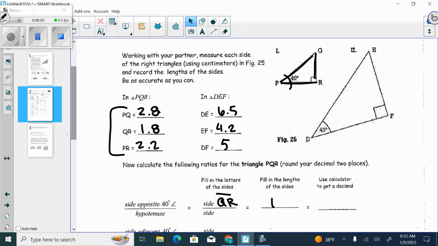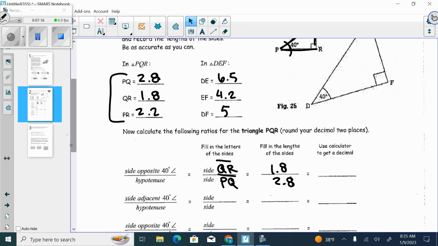Right. So I would have 1.8. Okay. Then they said they want the hypotenuse. What's the hypotenuse? PQ. And what did we say the length of PQ was? 2.8, huh? Okay. All right, so we have the ratio of 1.8 over 2.8.